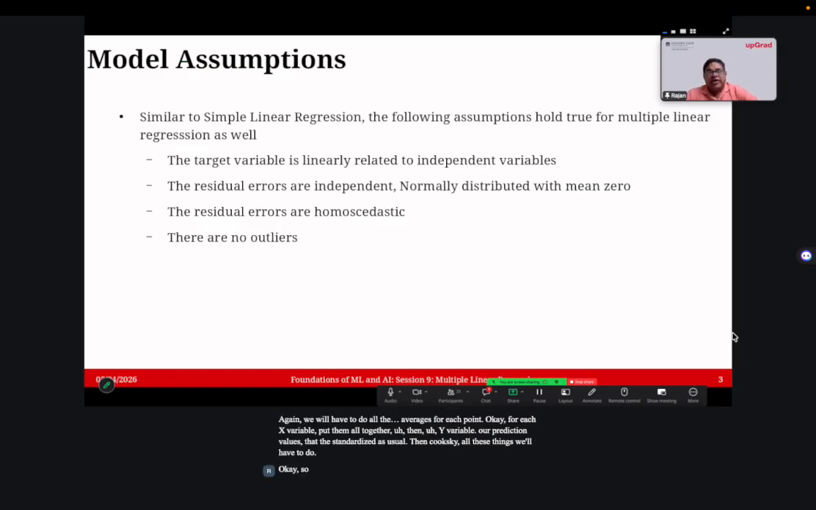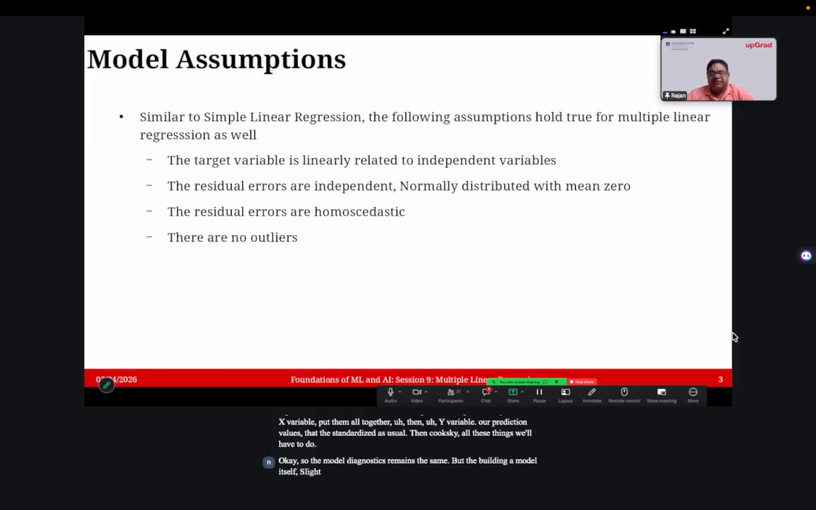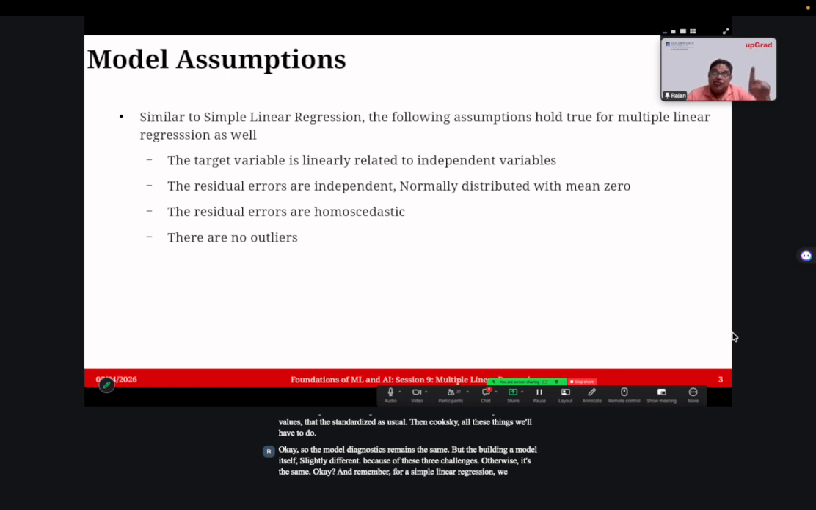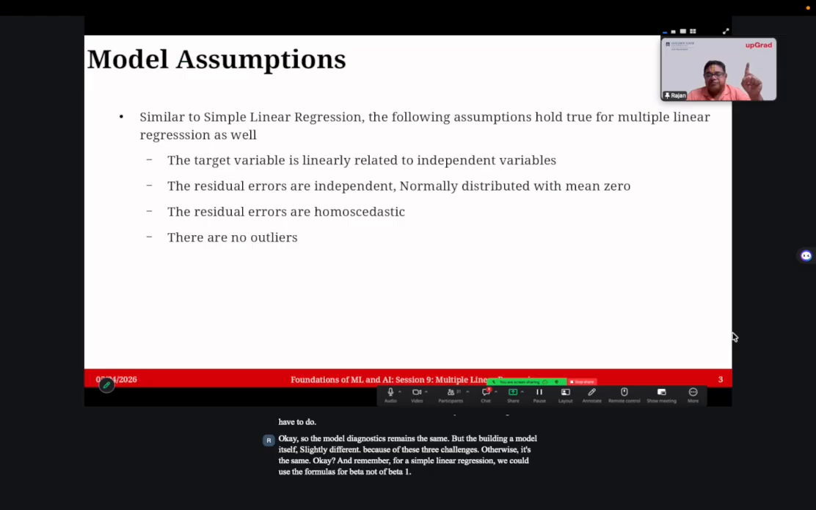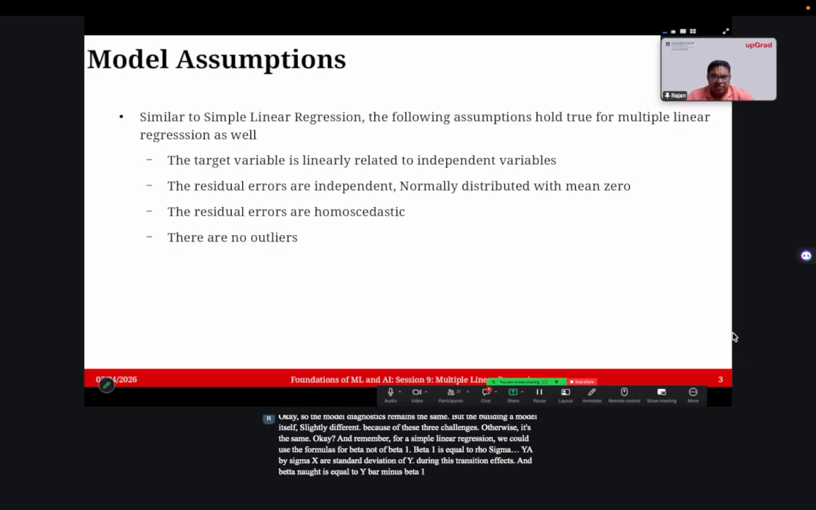Okay? So the model diagnostics remains the same, but building the model itself is slightly different because of these three challenges. Otherwise, it's the same. And remember, for a simple linear regression, we could use the formulas for beta naught and beta 1. Beta 1 is equal to rho sigma y by sigma x, or standard deviation of y divided by standard deviation of x.